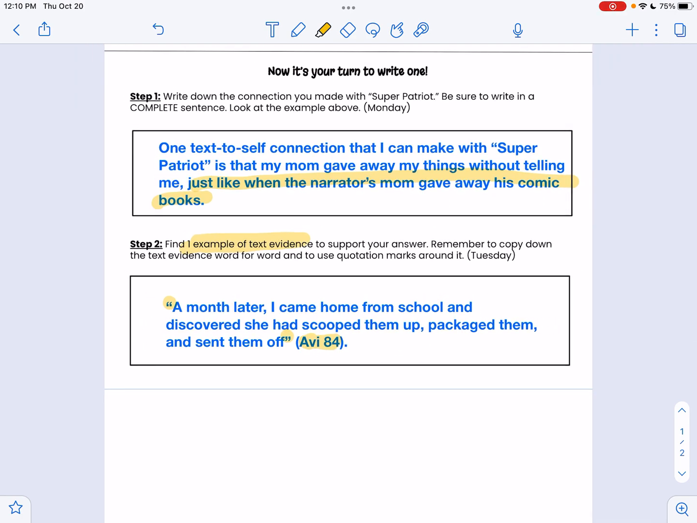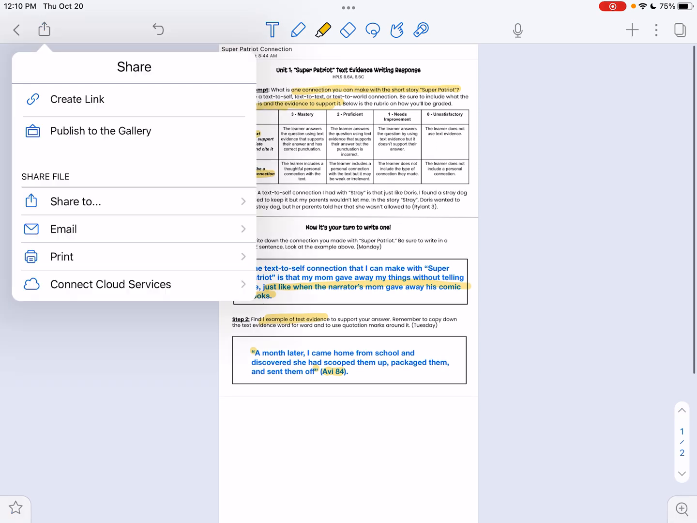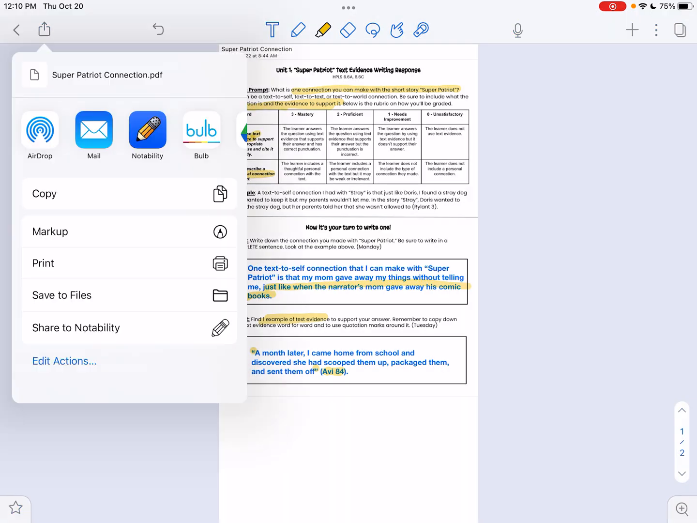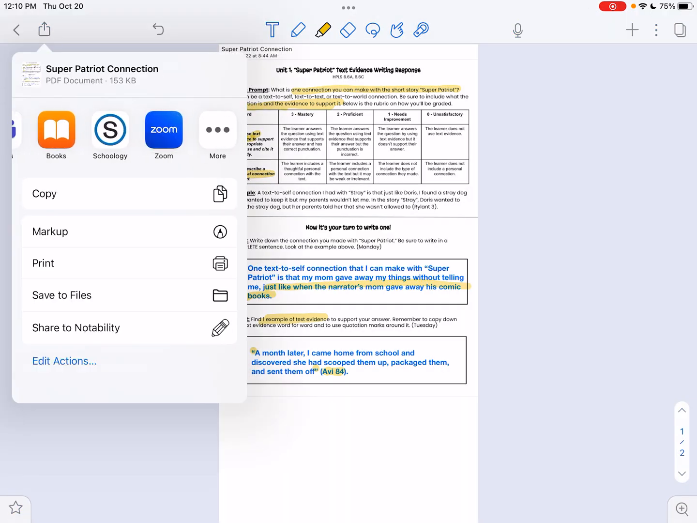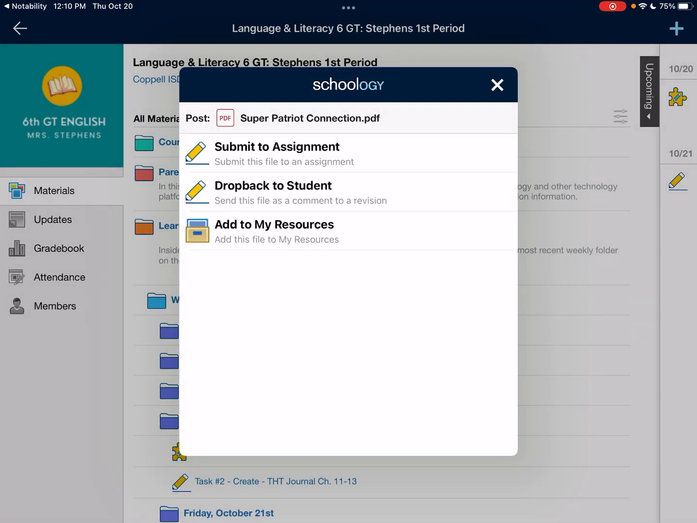Once you've done this, you are going to turn this into your assignment folder in Schoology. You're going to press this button, the share button. You'll share to, share note, and you're going to select Schoology, and you're going to find this assignment on Schoology and turn it in. It's called Make a Text Connection with Super Patriot.